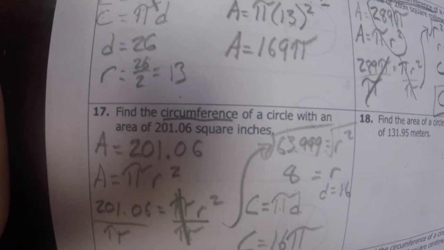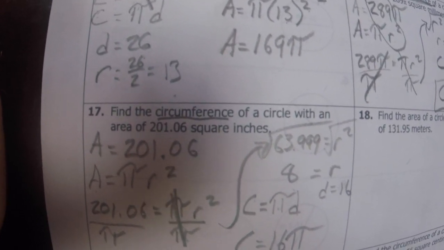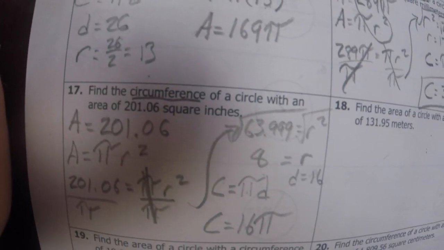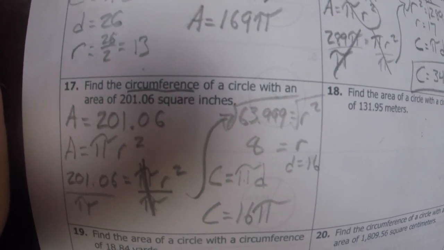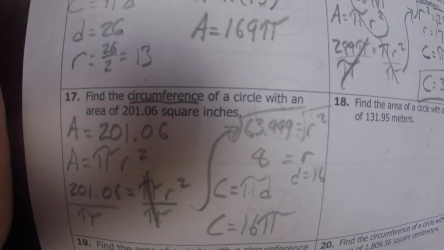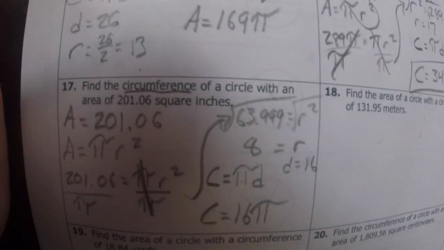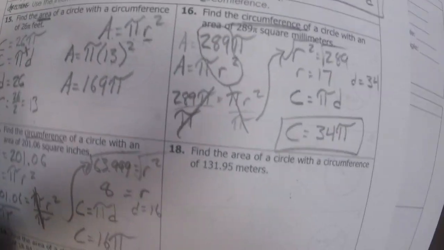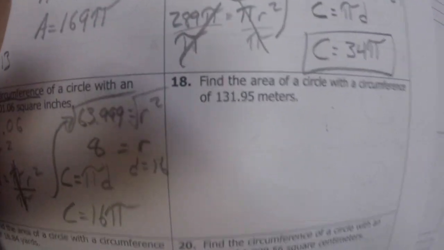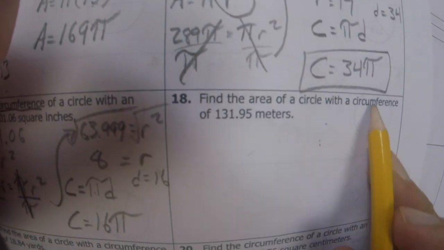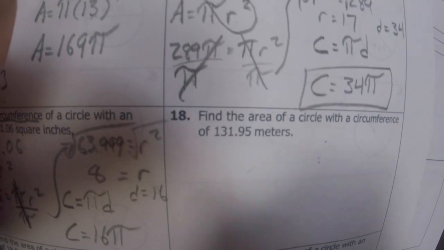All right. Last one. And then you guys are on your own. Well, you're never really on your own because you can definitely text me if you have any questions, but this will be the last one that we do together. All right. Find the area of the circle that has a circumference of 131.95.